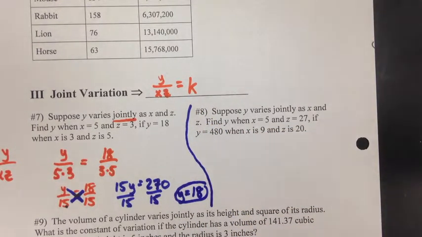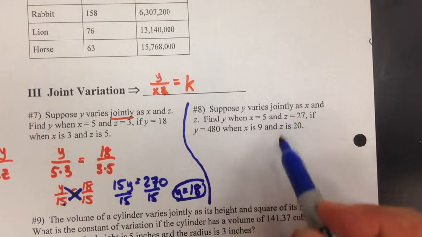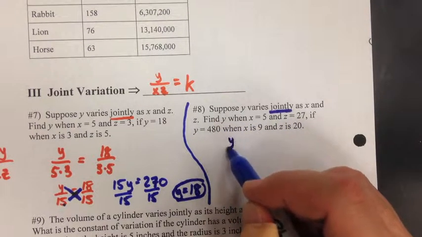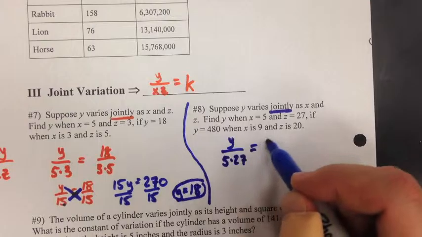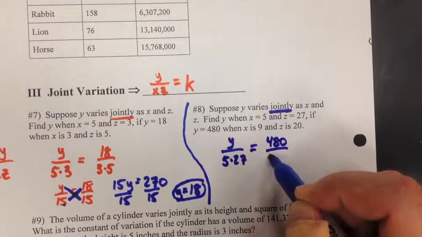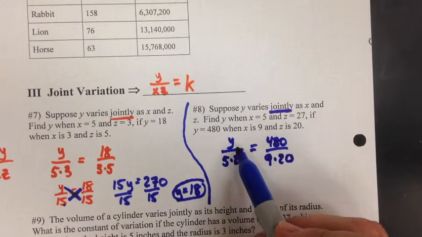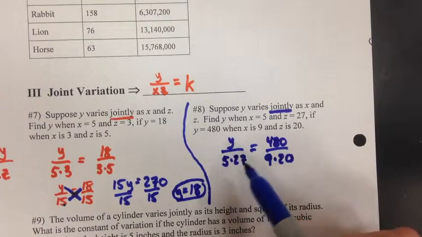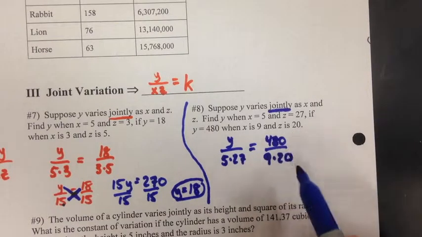Let's do a problem where it's going to be a little bit different. So check out number 8. Suppose y varies jointly as x and z. Find y when x is 5 and z is 27, if y equals 480 when x is 9 and z is 20. So what I'm doing, I'm setting up 2 fractions. The first situation, I'm putting the numbers that they give me. Find y, we don't know that. X is 5, z is 27. So they all go together. And the second situation is the other fraction. Y is 480 when x is 9 and z is 20.